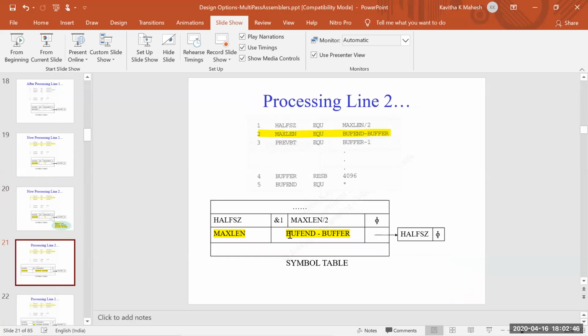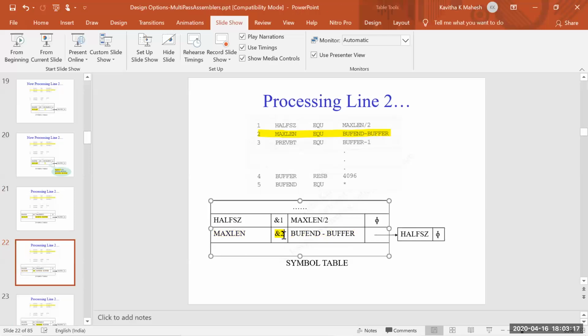So whenever you enter an expression that defines a symbol, you also need to keep track of how many symbols in the defining expression are unknown. For example, maxlen is defined by buffen minus buffer. We don't know the value of buffen and we don't know the value of buffer. So the number of symbols in the defining expression that are unknown is 2. So we have to enter this in the second column as we have done here. So 2 is entered.